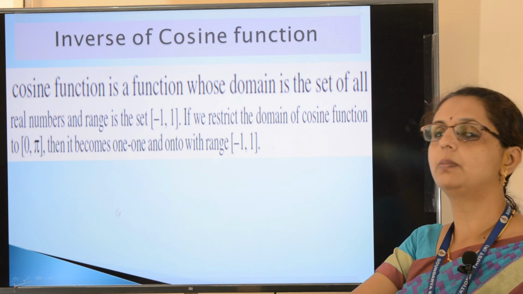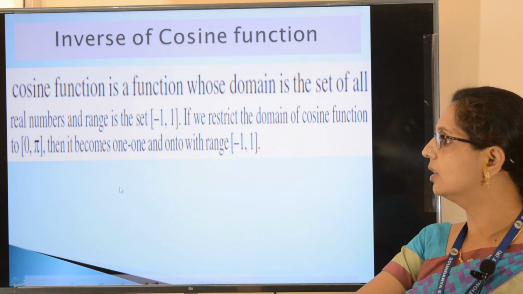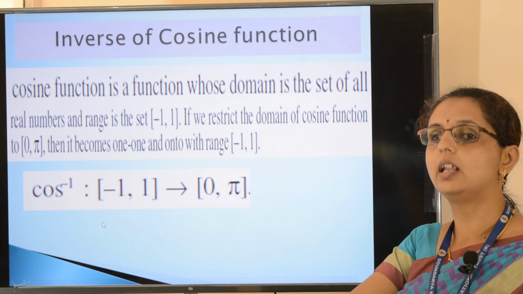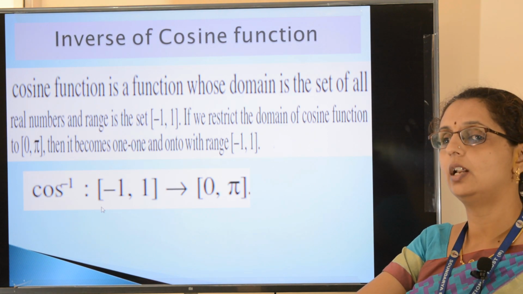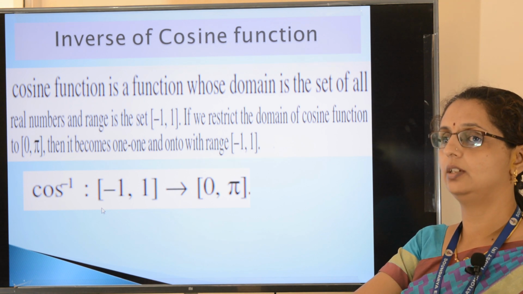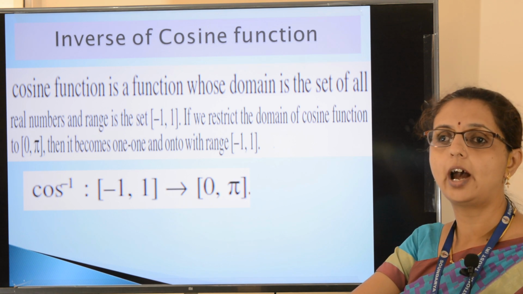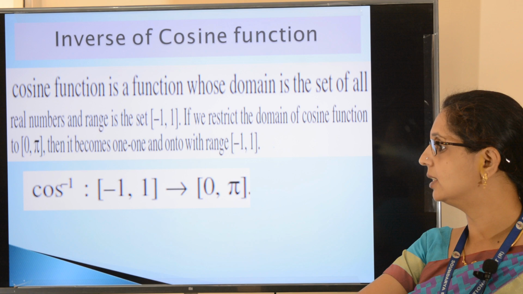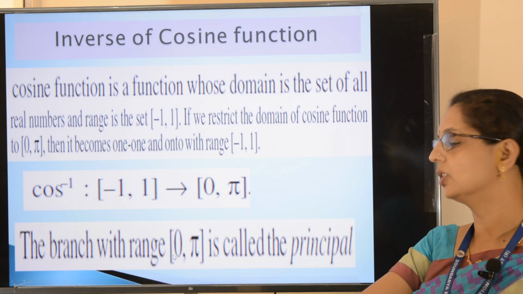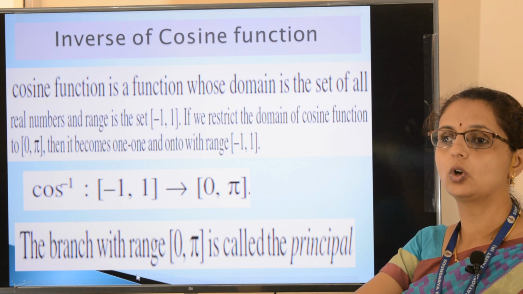Now with this explanation, let us define the inverse of the cos function. So cos inverse x is a function defined from the closed interval -1 to +1 to the closed interval 0 to pi. I hope now you can guess which is the principal value branch of our cos inverse x. Yes, students, it is nothing but the closed interval 0 to pi.